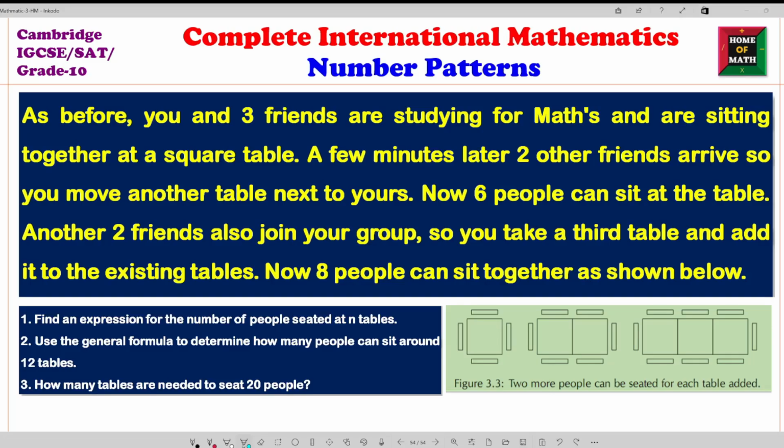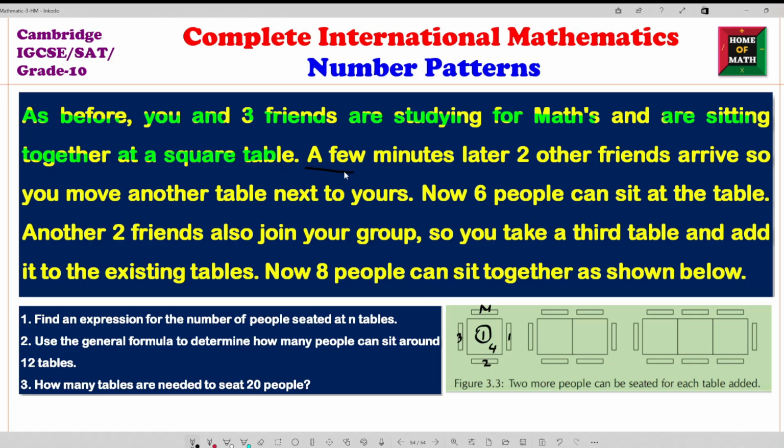Number patterns, very important topics. Today's question, like as before: you and 3 friends are studying for maths and are sitting together at a square table, like number 1 table. Where is me and 3 friends? It means this one is me and 1 friend, 2 friend, 3 friend, total 4 persons, right?